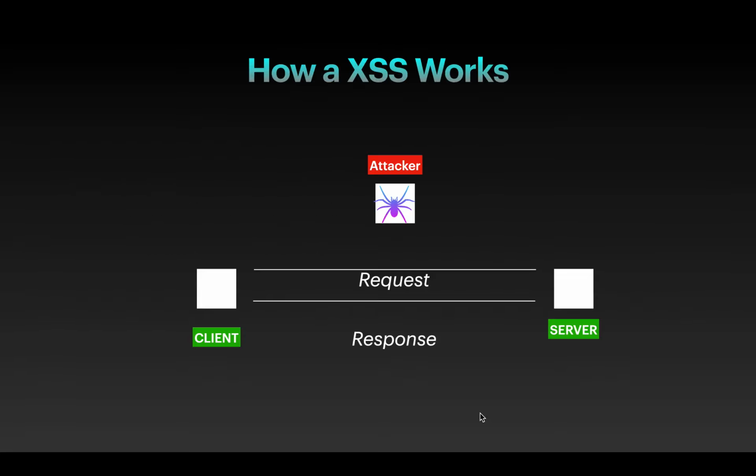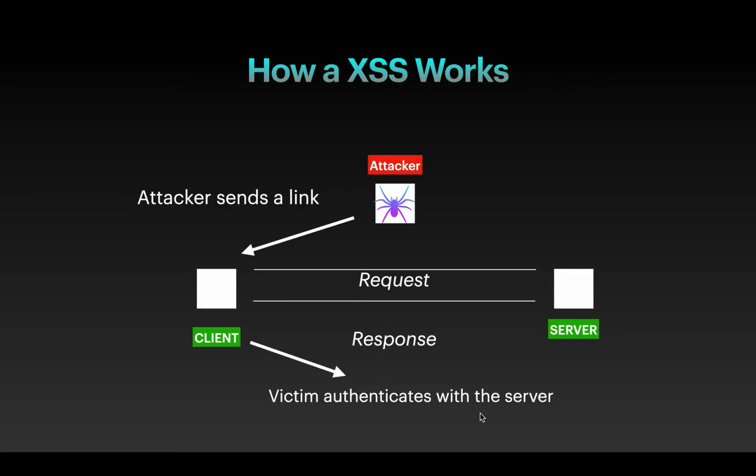How does XSS work? Here is an example through which you will understand how a basic XSS works. As you can see, there is a client on the left side, on the right side it is a server, and there is an attacker. The attacker sends a link to the client. The client will click on that link and the client or the victim will authenticate with the server. Remember, the link contains the malicious payload.